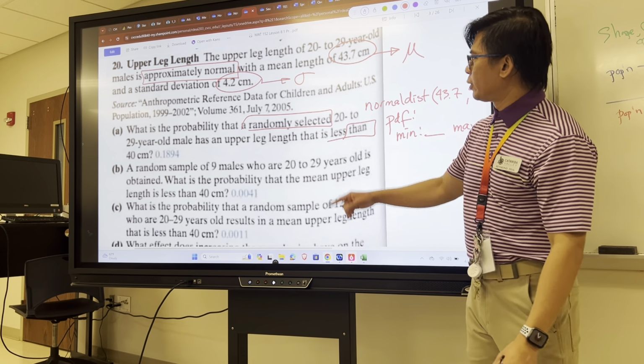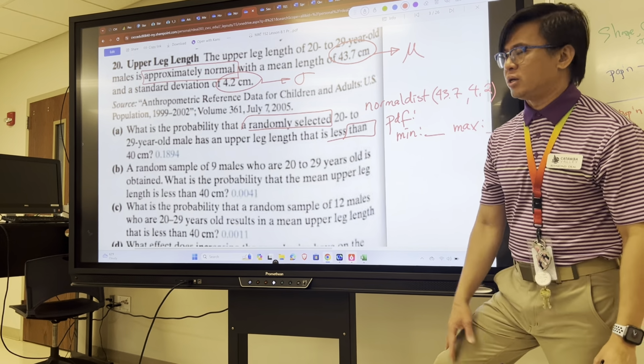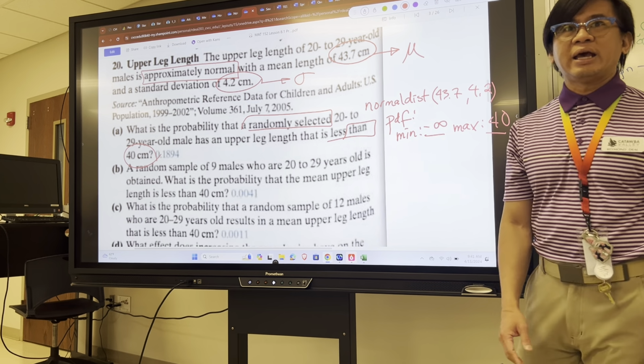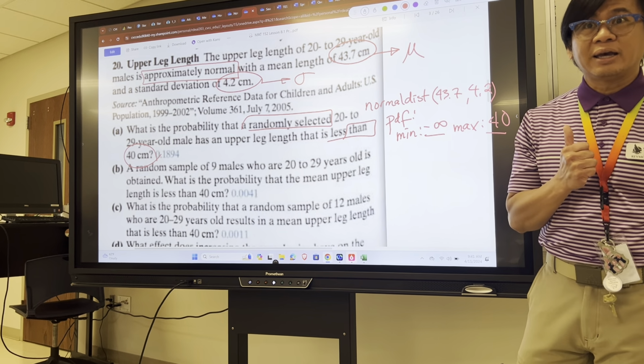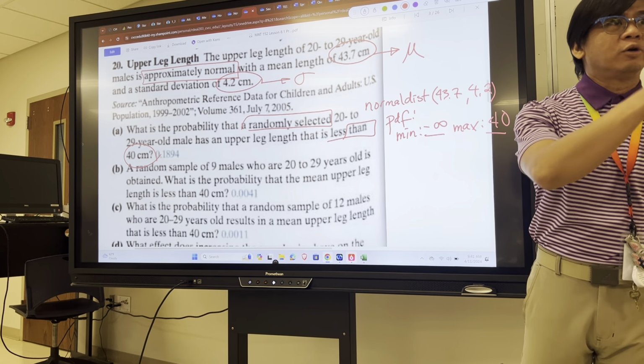In your probability distribution factor, what is your minimum and what is your maximum? It says your upper leg length should be less than 40. So 40 centimeters is the maximum value. Very good. So this is 40 and this should be blank. If you leave it blank, it will just say negative infinity anyway. Let's read letter B and see how we can work on it.